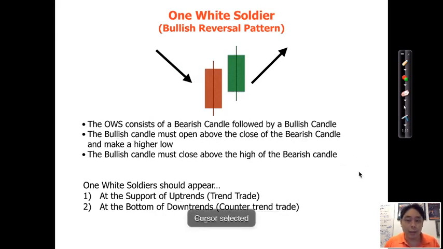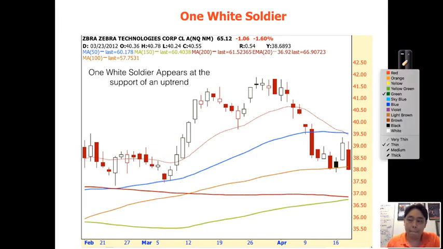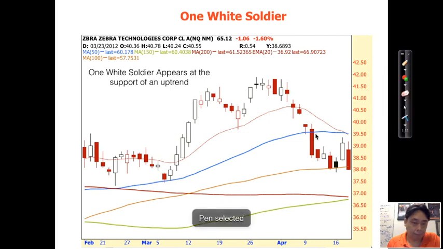Now, let's see it appear in different parts of the charts. If you take a look at this chart, take a moment and see if you can identify the one white soldier patterns. Go ahead, take a couple of seconds and see if you can find any. Did you find any? There, that's an obvious one white soldier pattern. Can you see that? Is there another one? Yes, this is another one white soldier pattern.